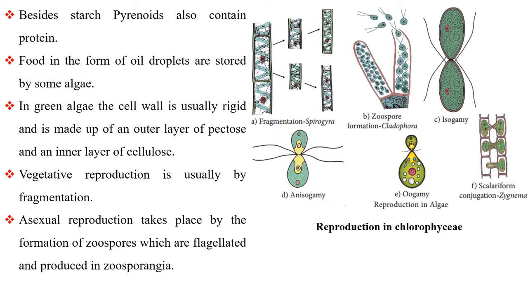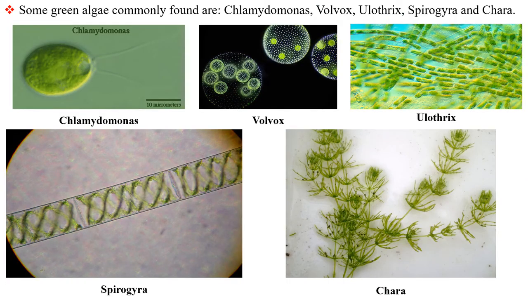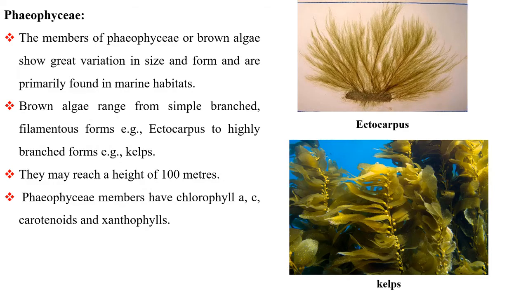Vegetative reproduction is usually by fragmentation. Asexual reproduction takes place by the formation of zoospores which are flagellated and produced in zoosporangia. In green algae, sexual reproduction shows variation in the formation and type of sex cells. It may be isogamous, anisogamous or oogamous. Some green algae commonly found are Chlamydomonas, Volvox, Ulothrix, Spirogyra and Chara.